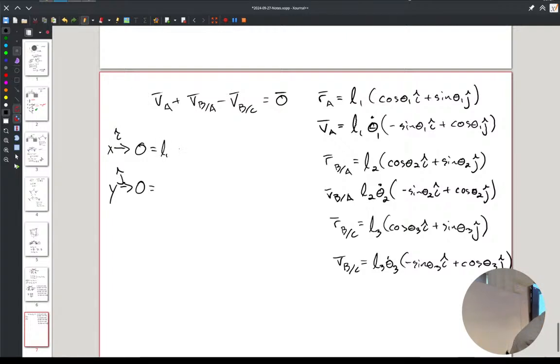All right, L1 theta 1 dot sine theta 1, L2 theta 2 dot sine theta 2, minus L3 theta 3 dot sine theta 3. Ran out of room.